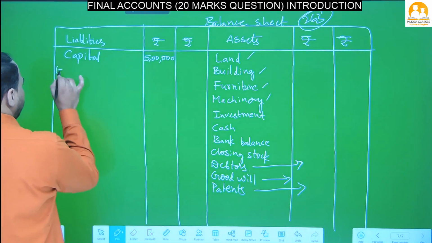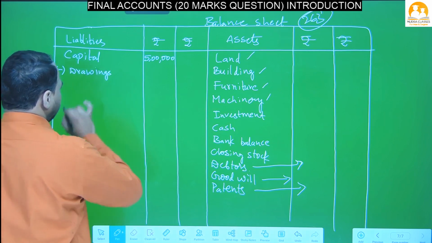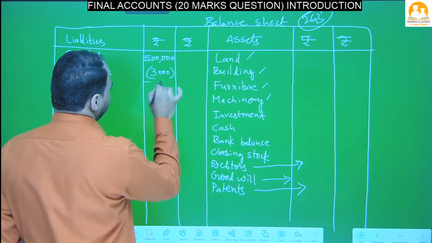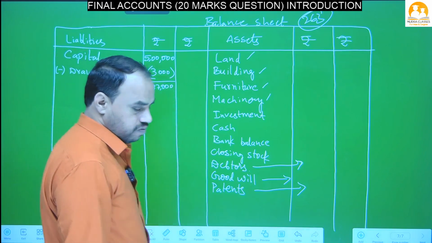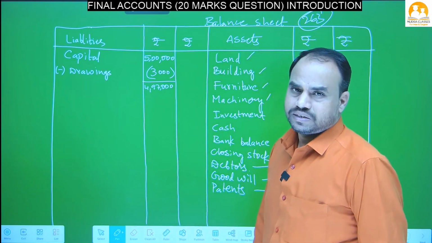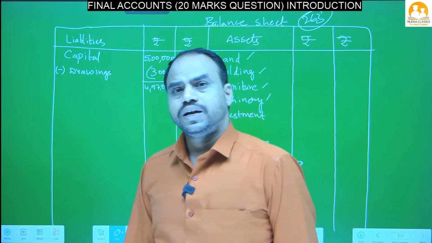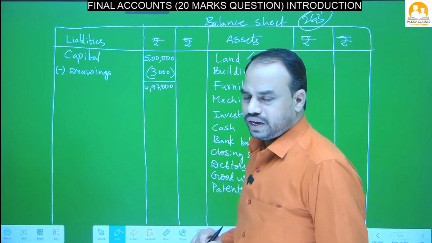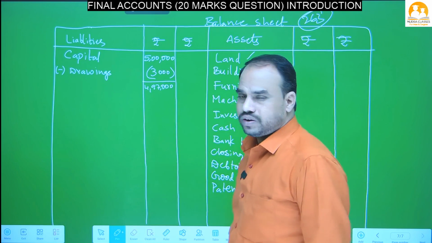From this capital we have to deduct drawings. For example, drawings 3000. What is the meaning of drawings? Drawings means personal expenses of the owner, which we have to deduct from the capital. If the owner has taken cash from the business for his personal expenses, that amount we have to deduct here.